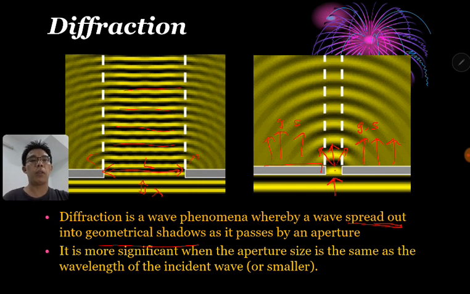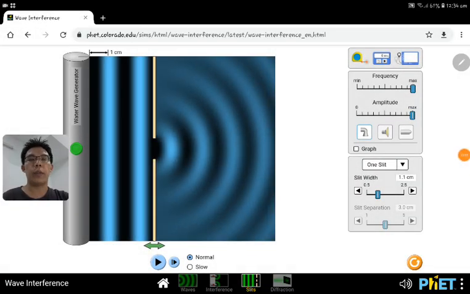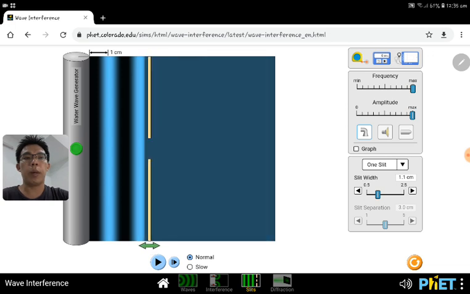Now I'm going to show you an animation showing this effect. Again, this is a simulation. What I have here is a water wave. You see on the screen here is a water wave generator. I already switched it on and generated the wave, and then I put a slit in the middle here where I can move about.